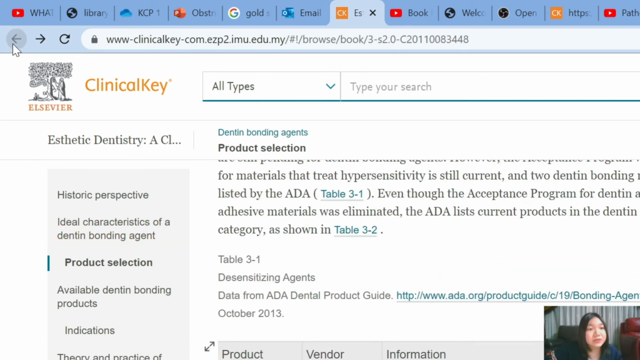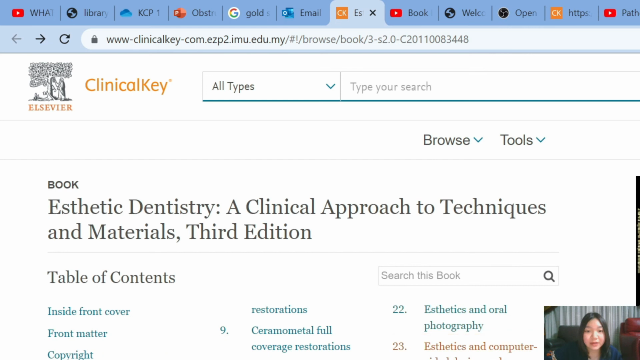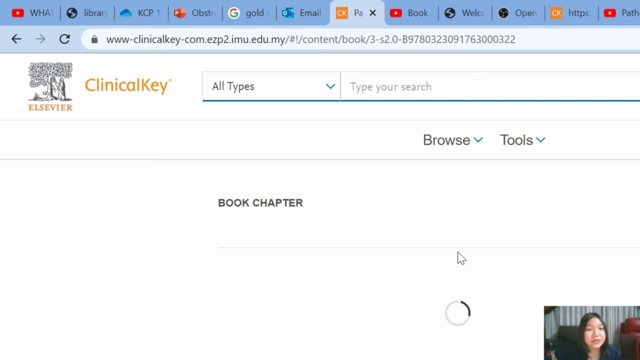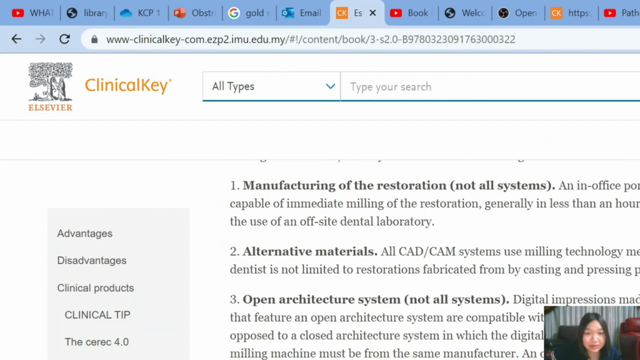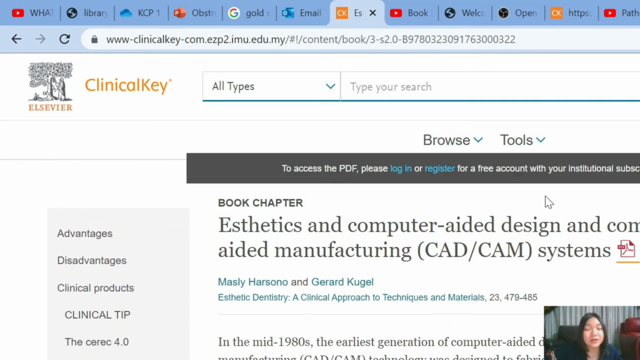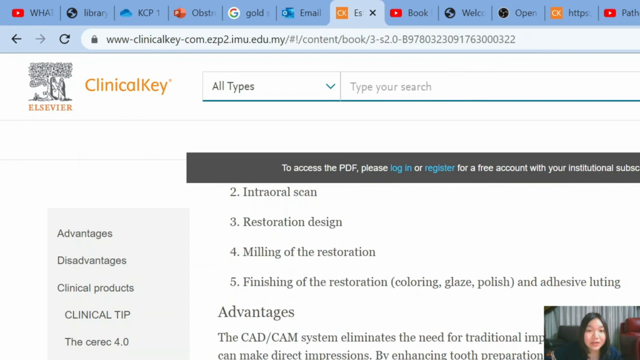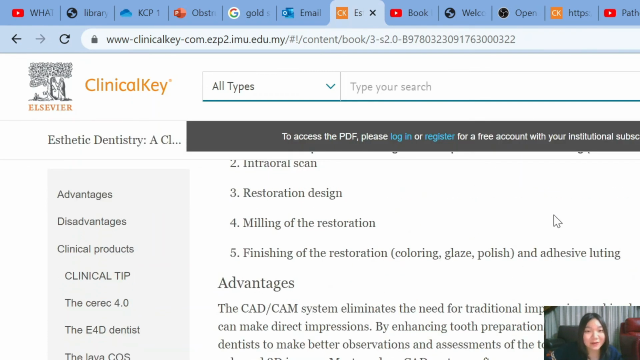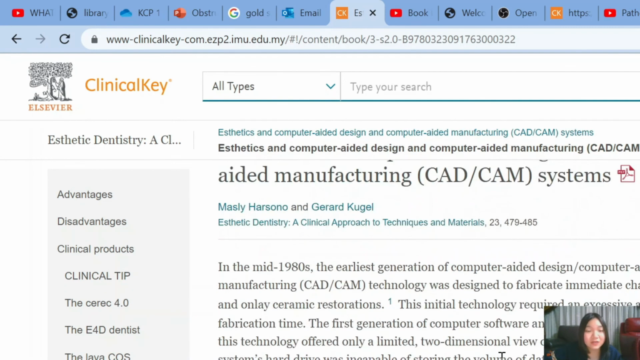The next thing I'm going to talk about is that instead of reading it online like this, we can also download it in PDF form. But in order to download it in PDF form, you must first log in or register using your IMU account. Since I haven't logged in yet, I cannot access it yet.